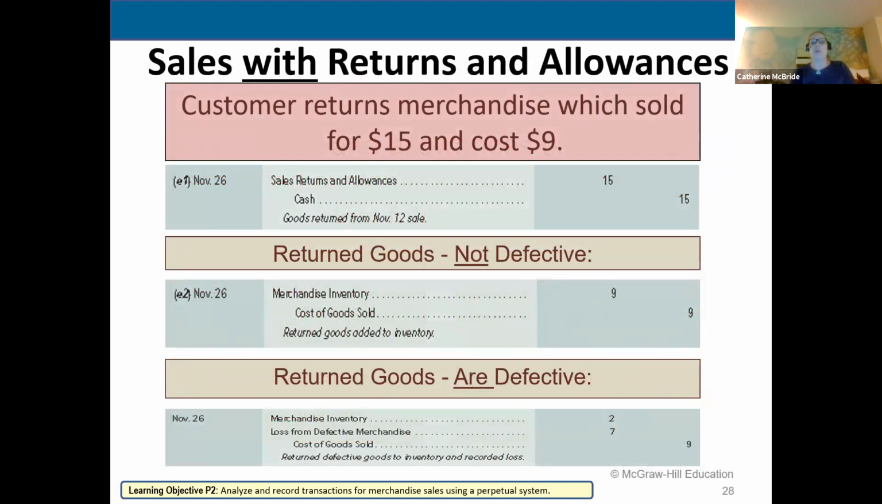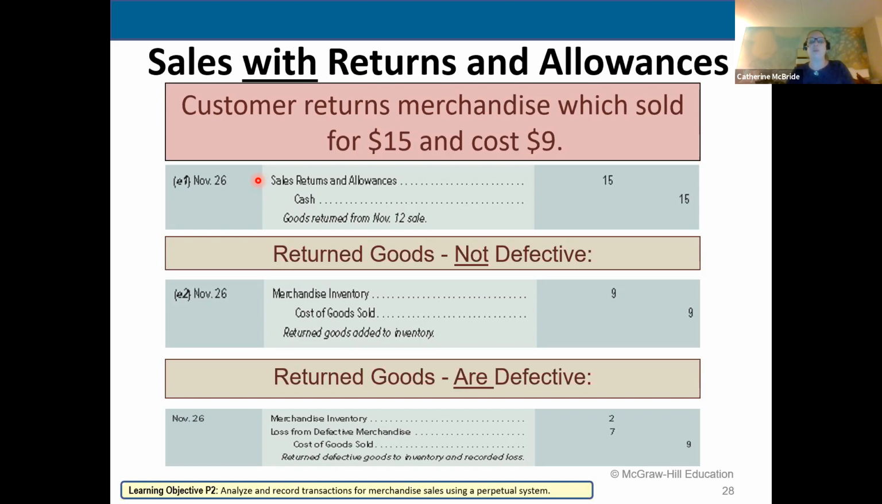We're going to do the same thing with sales returns and allowances. So let's say that our customer that bought the merchandise for $15, which cost us $9, returned it. We're going to use a special account called sales returns and allowances because as the seller, we want to keep track of what gets returned. That might be good information to know: what got returned, how much, why. So we're going to debit sales returns and allowances. Sales returns and allowances is a contra revenue account. That means it has the opposite balance of a revenue account. So on our income statement, we'd have sales, less sales discounts, less sales returns and allowances.